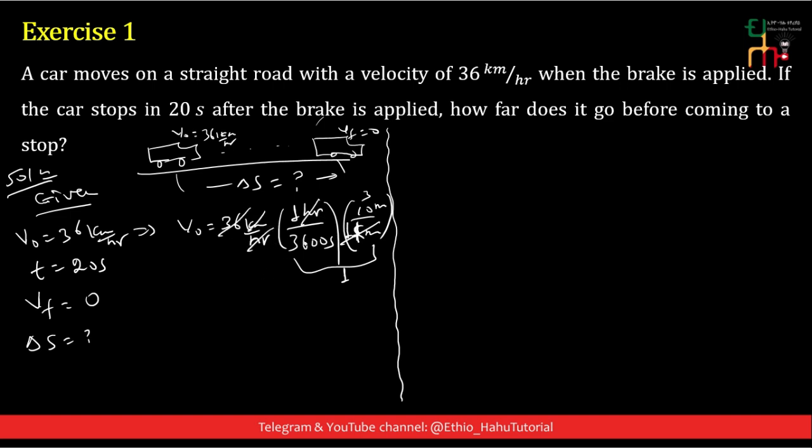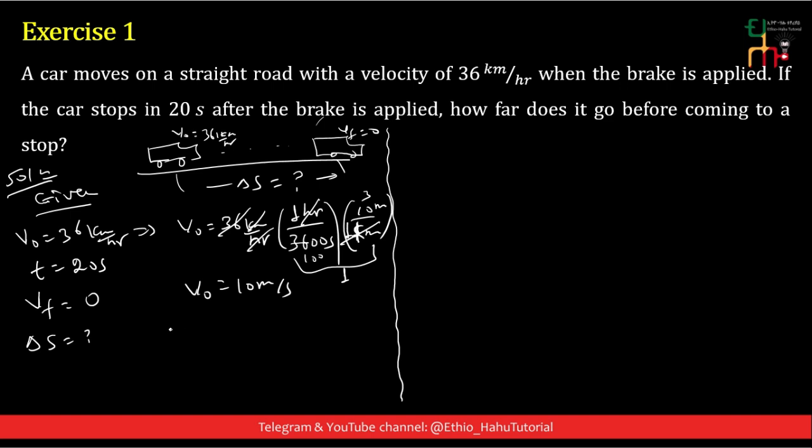By 36 1, by 36 100, 10 to the power of 3 divided by 100 means 1000 divided by 100 is 10 meter per second. This is the initial speed. The final speed is 0. Time is 20 seconds, and we need to find distance. Therefore, we can find the distance in different ways.